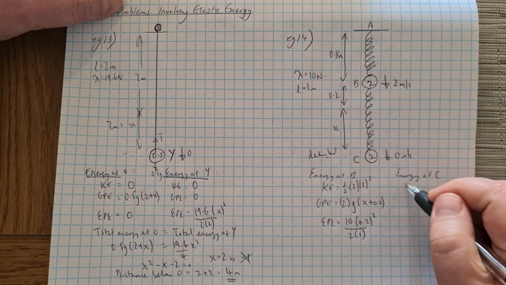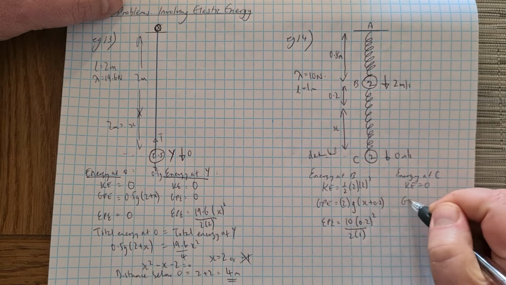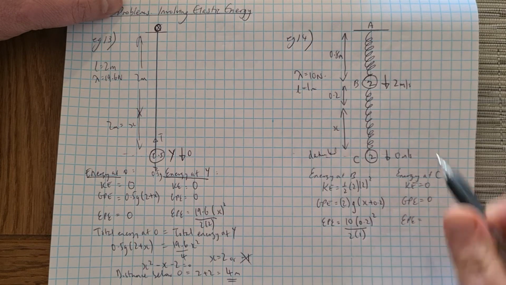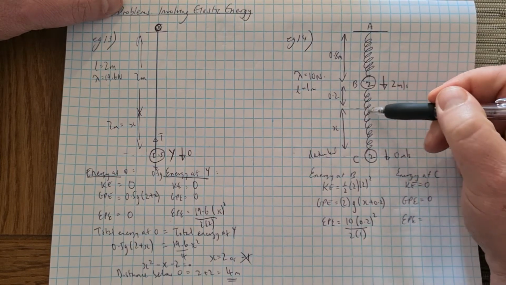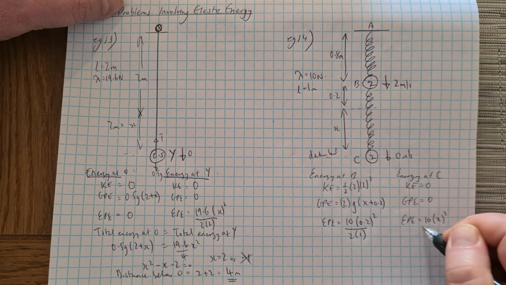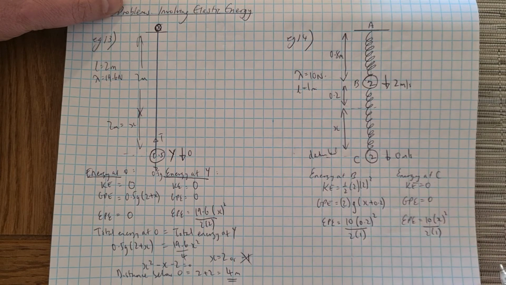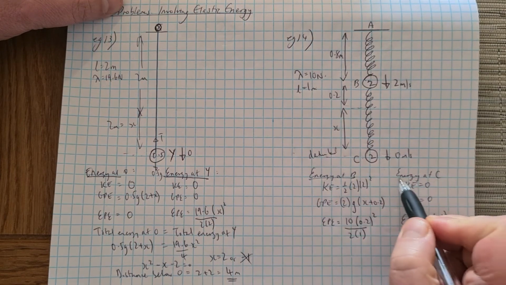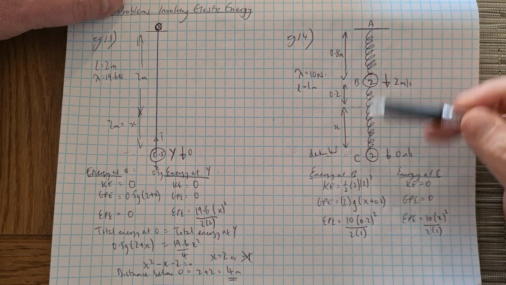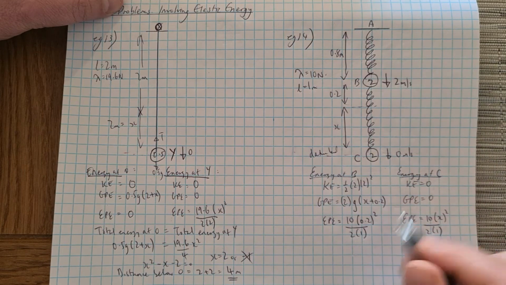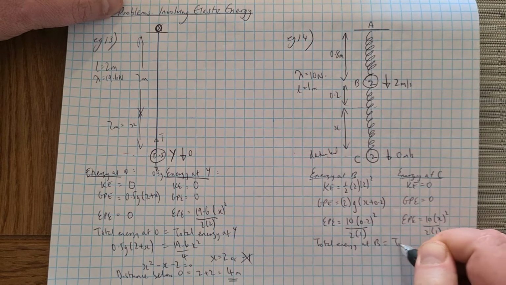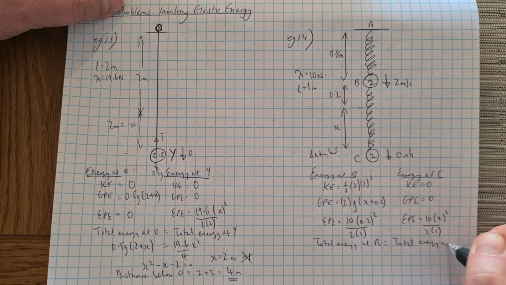The energy at C is a little bit simpler. The kinetic energy is going to be 0. The gravitational potential energy is going to be 0. And we have our elastic potential energy. So from the natural length there, we can see we've got an extension of x. So we've got 10 lots of x squared over 2 lots of 1. So I just think that's a little bit simpler to do it that way again. There's no work done by any external forces again. Okay, so we have the total energy at B is going to equal the total energy at C.